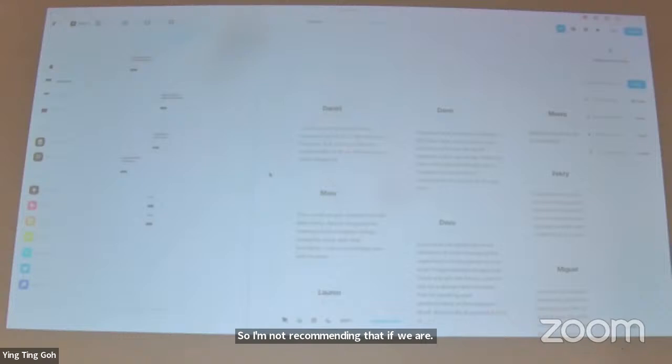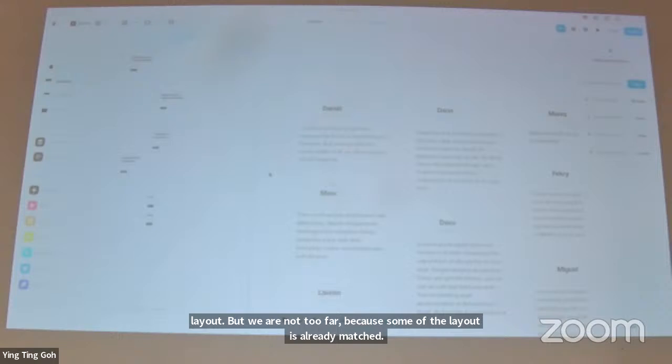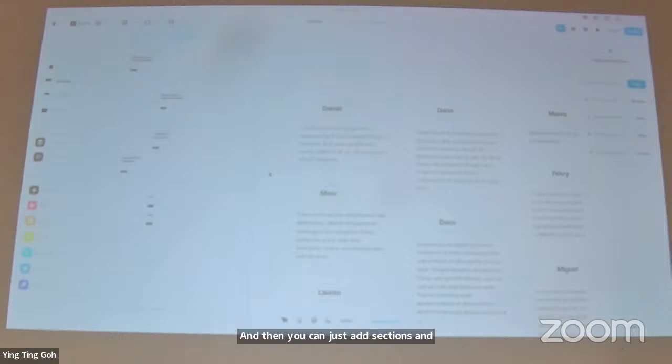So there's still a little bit of copying into the layout, but we are not too far because some of the layout is already matched. And then you can just add sections accordingly. With time and practice, it gets faster. What I would also say, if you find yourself creating templates like landing pages repeatedly, you can just save it as a template. So the next time you are reusing just different sections of it.